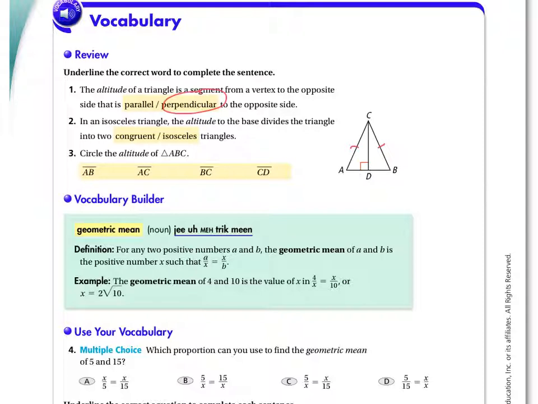Just making life exciting. And then don't they share a side? That was my best joke ever. Don't they share a side?